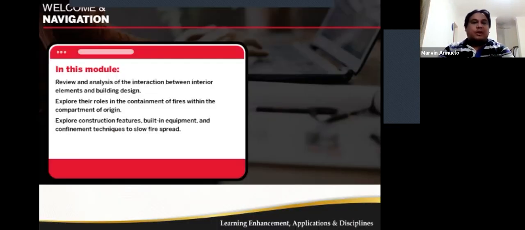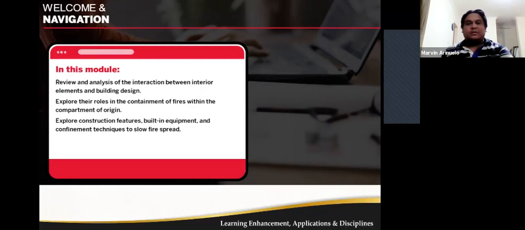In this module, we will review and analyze the interaction between the interior elements and the building design. We will also explore the role in the containment of fire within the compartment of origin. We will also explore the construction features, building environment, and confinement techniques to slow the fire spread.